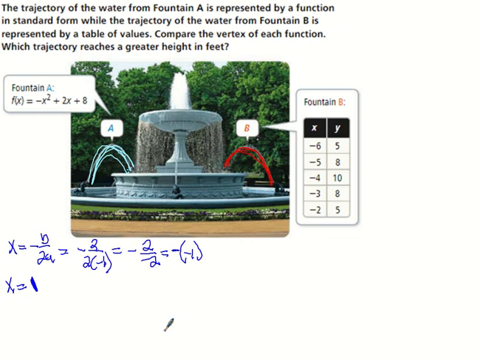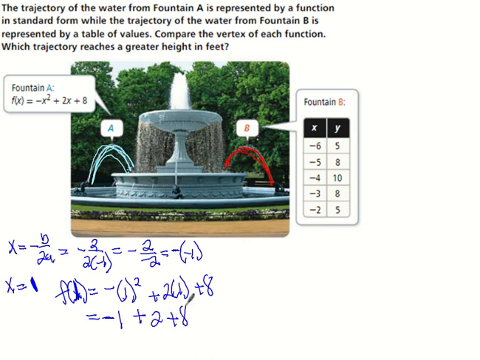So once we have our x, we then need to go solve for our y. So I'm going to go function at 1 equals negative parentheses 1 squared plus 2 times 1 plus 8. Well, 1 squared is 1, and then I take the opposite of that. So negative 1 plus 2 plus 8. So this is 1 plus 8, which will get me 9. So my vertex will be at 1, 9. Okay, so there's our vertex for A.